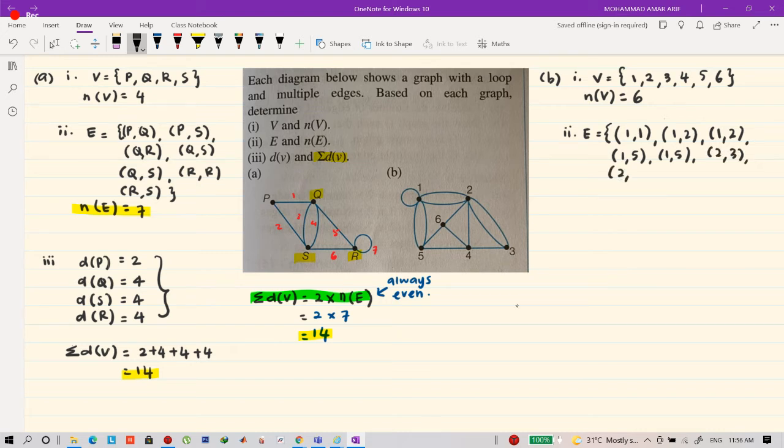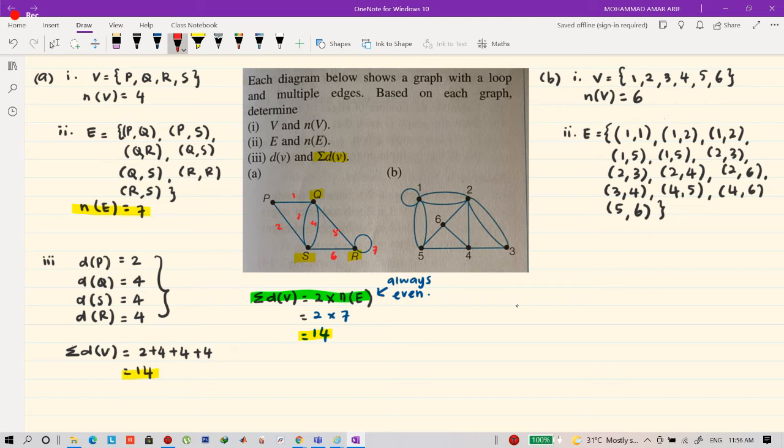So 2, 3. Lepas tu kita ada 2, 4. And then kita ada 2, 6. And then kita ada 3, 4. Next is 4, 5. So 4, 6. And then 5, 6. Right. So nak recheck, kita boleh tulis balik laluan jalan kita.